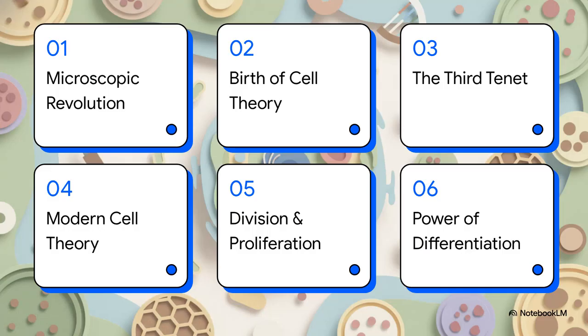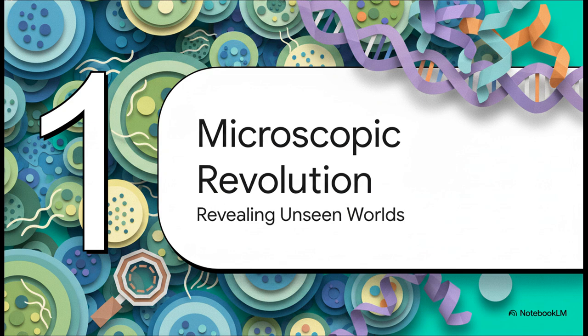Here's our roadmap for today. We'll kick things off with the microscopic revolution, move on to the birth of cell theory in the third tenet. Then we'll explore modern cell theory, division and proliferation, and wrap it all up with the power of differentiation. Part 1, the microscopic revolution, revealing the unseen world.